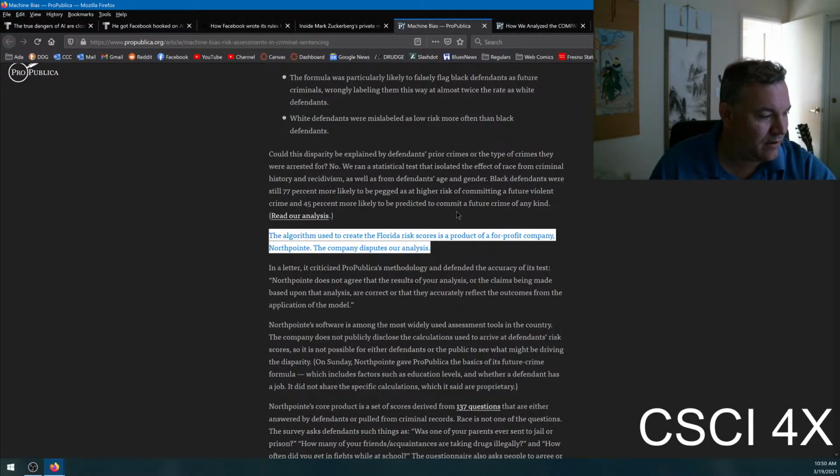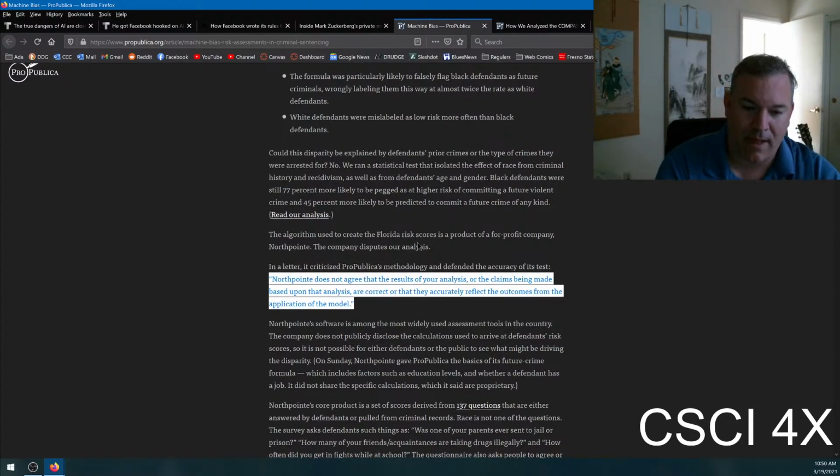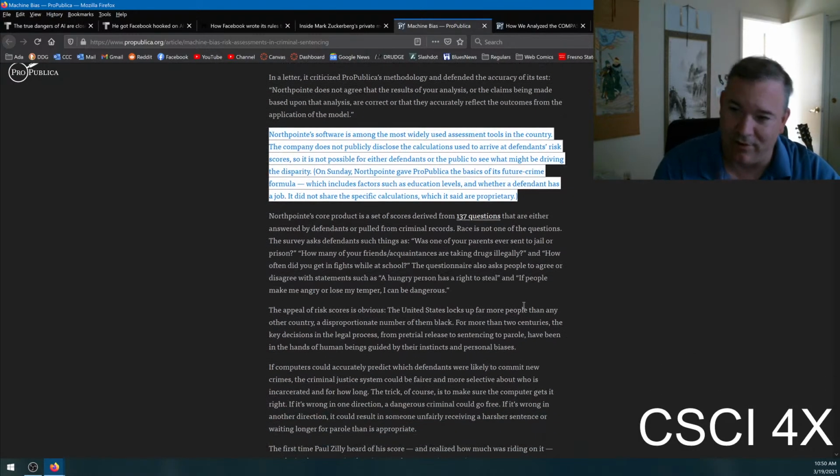How does the program factor in the risk it creates by affecting their scores, chance, or deals? Yeah, it's a great question, right? The company wrote back, Northpointe does not agree with the results of your analysis or the claims being made. They do not disclose their calculations. And so you have judges literally sentencing people to 8 years in prison based on a program they don't have the source code to. The company's just like, trust us that it's accurate.